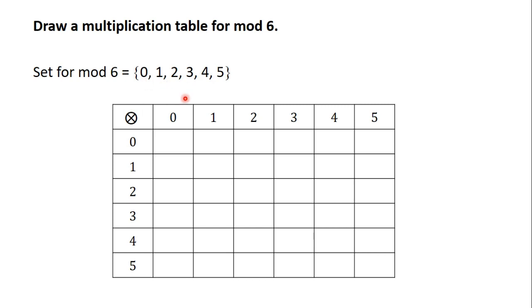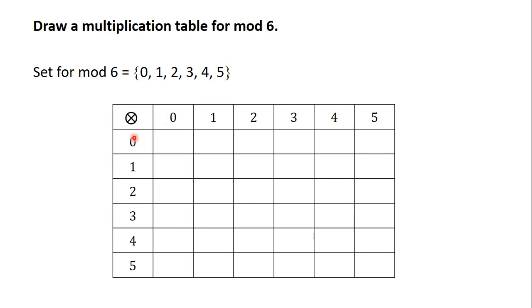Then you list the set of values in the first row and the first column, just as we have in this table. After you have drawn the table like this, you fill it out by performing the operation in the modulus. The operation is multiplication, and the modulus is 6. So we are going to multiply these numbers in mode 6.